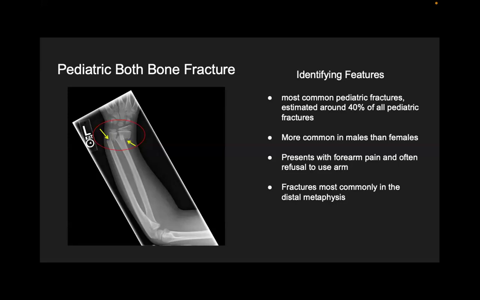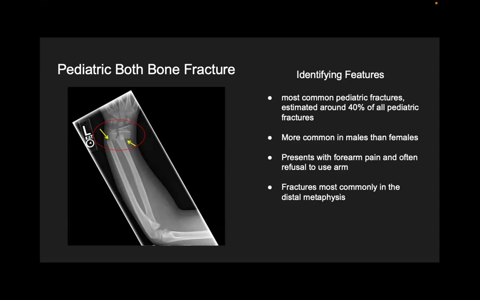Obviously, now if you're the resident, they're going to ask you some more questions. So like you said, just to describe what someone might say at a higher level, I'm going to say this is an AP radiograph of the left forearm of a skeletally immature individual showing a both bone forearm fracture with ulnar apex angulation. That just means that the apex of the fracture is angulated ulnarly, or towards the ulna.